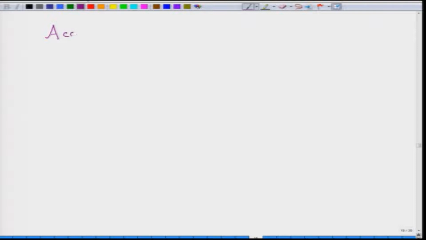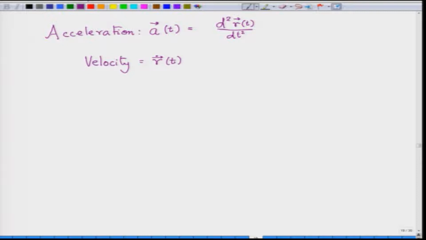So acceleration, this a vector, which is actually a function of time, can also be expressed as the second time derivative of the r(t) vector, that is the position vector, because the velocity is nothing but r dot of t, and so acceleration is again nothing but taking the time derivative of the velocity.